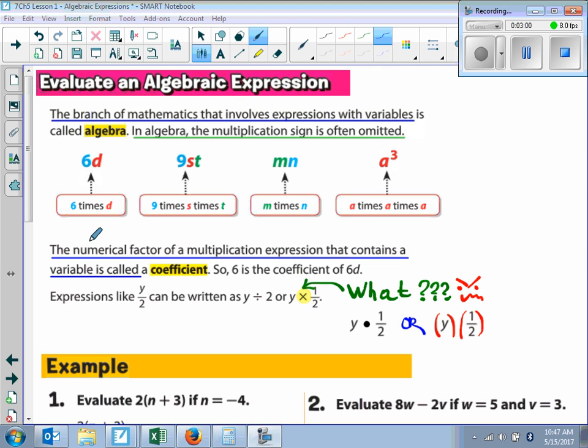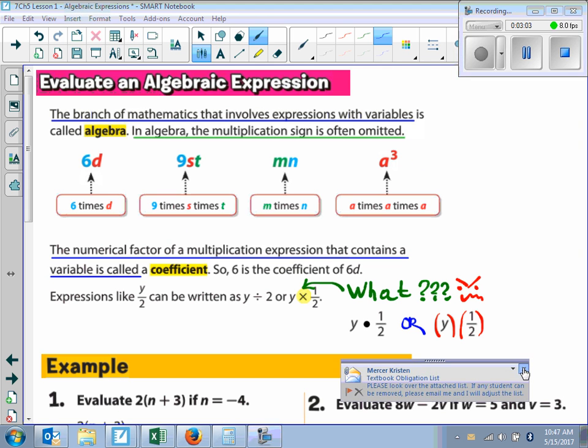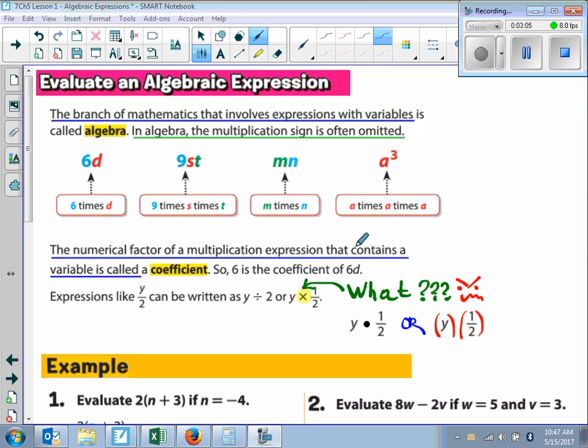Now, it says the numerical factor of a multiplication expression that contains a variable is called a coefficient. So up here, in the 6d, 6 is the coefficient. The coefficient is a number that is in front of the variable. So for 9st, 9 is the coefficient. If you had 5x, 5 in front of the variable would be the coefficient. Is everybody clear with that? Okay.